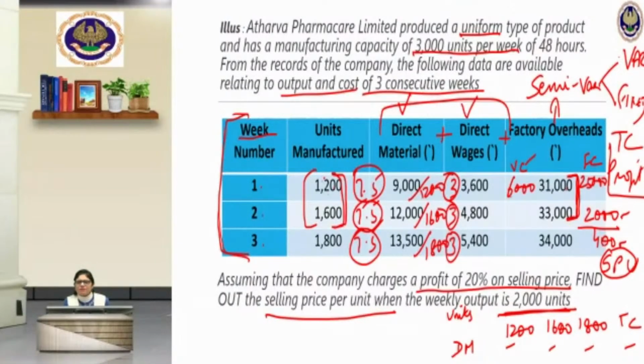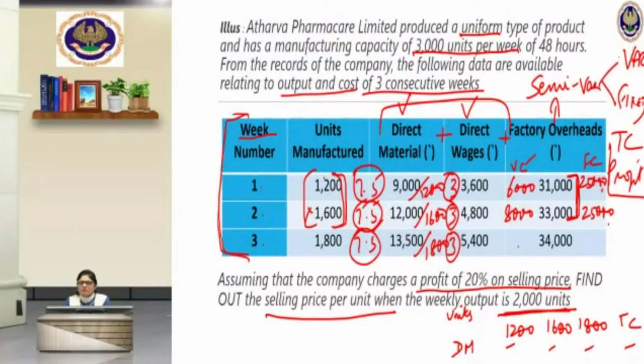Let us calculate for the second week. 5 per unit into 1,600. Variable cost for the second week is 8,000. 33,000 minus 8,000. Calculate the amount, please. How much is the amount? 33,000 minus 8,000 comes out to 25,000 again. See, the fixed cost total always remains the same.